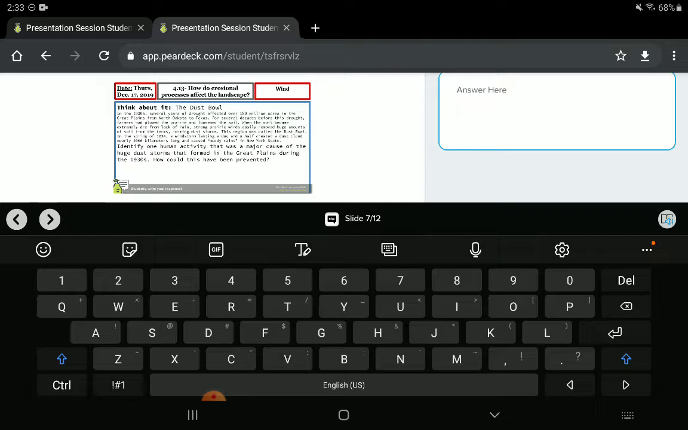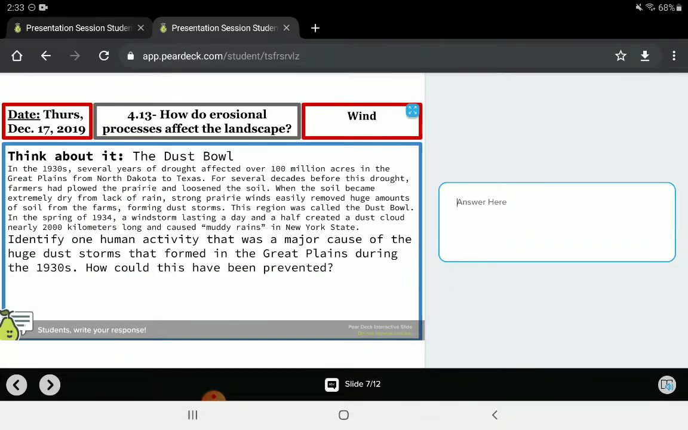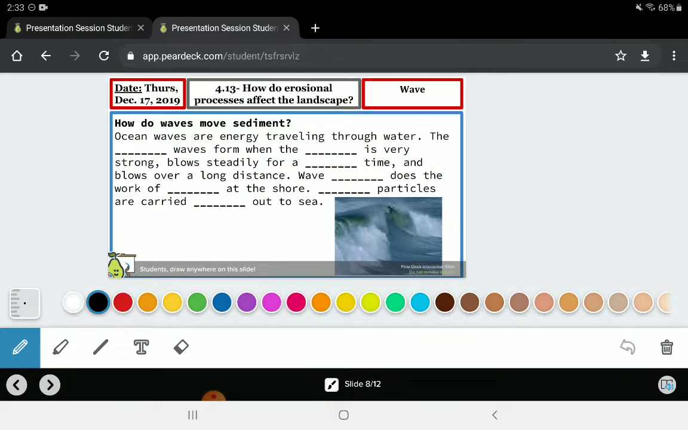In the spring of 1934, a windstorm lasting a day and a half created a dust cloud nearly 2,000 kilometers long and caused muddy rains in New York State. Identify one human activity that was a major cause of the huge dust storms in the 1930s, and how could this have been prevented? On the next slide, how do waves move sediment?